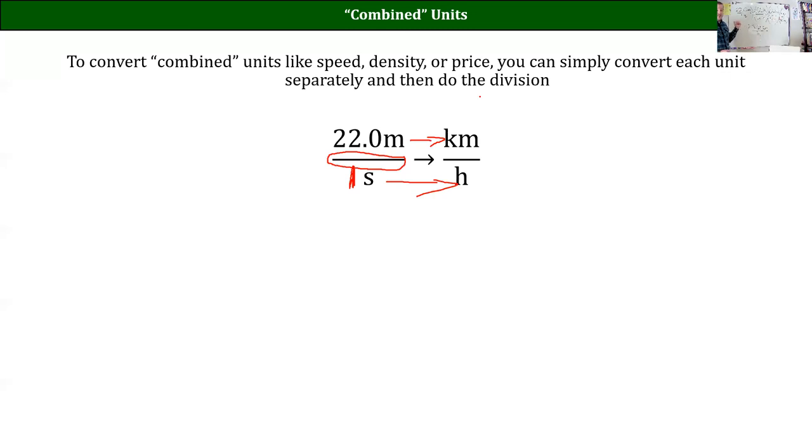And if you went what I would consider the long way, but might be simpler, if you converted 22 meters to kilometers, and if you converted 1 second into hours, you would get something like 0.0220 kilometers over 2.78 times 10 to the minus 4. When you do that math, you should get this same number within sig figs.